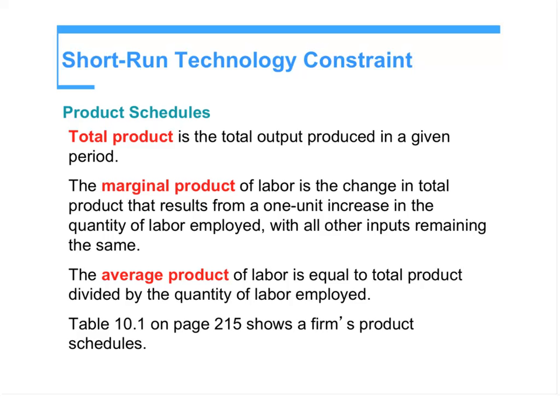And the average product of labor is equal to total product divided by the quantity of labor employed, and that's important. The average product is very telling for you as a business owner, as a manager, as someone involved in business, as a consultant, or whatever you do. When you want to understand what sort of output you're getting according to the labor, you're looking at average product, which is equal to total product divided by the quantity of labor employed.